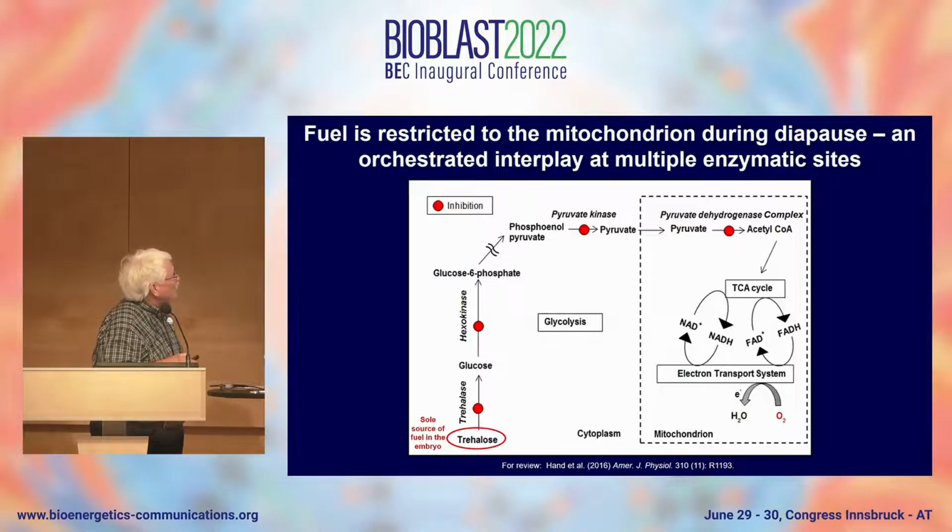And what we have shown over the years is that one of the major predominant aspects to this is that fuel to the mitochondrion is restricted during diapause. So this is orchestrated at multiple enzymatic sites, but to be clear, during this stage of development, metabolism is fueled exclusively by the disaccharide trehalose. And so we should see that trehalase, hexokinase, pyruvate kinase, and particularly pyruvate dehydrogenase complex through a phosphorylation event are downregulated, which is essentially strangling the mitochondrion and preventing carbon fuel from arriving there.